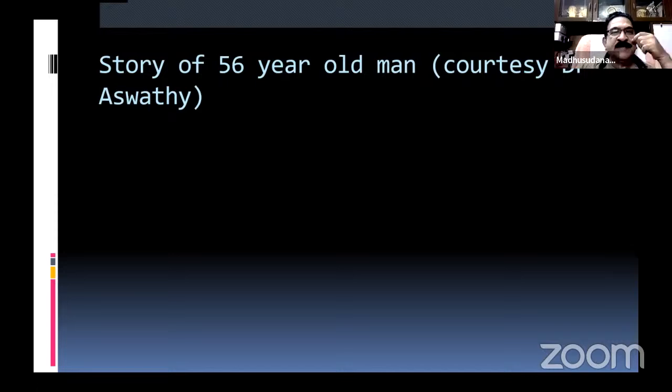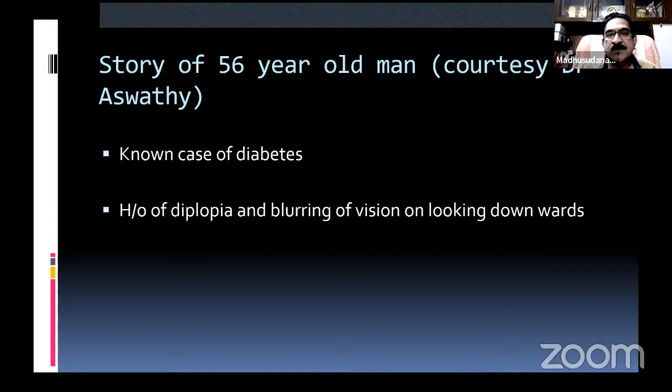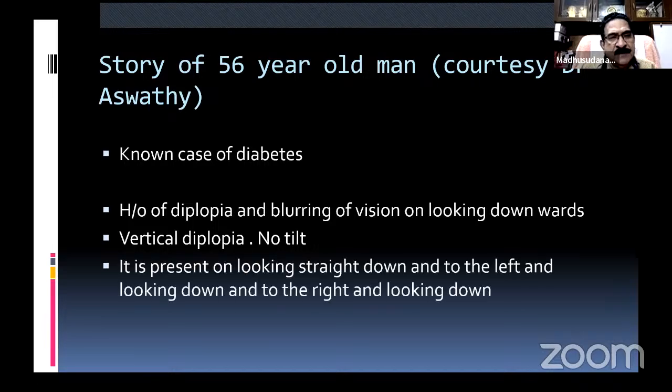So this is a short case. This case was sent to me by Dr. Ashwadi. This is the story of a 56-year-old man, a known case of diabetes mellitus. History of diplopia and blurring of vision on looking downwards. It was a vertical diplopia and there was no tilt of the false image. It is present looking straight down.